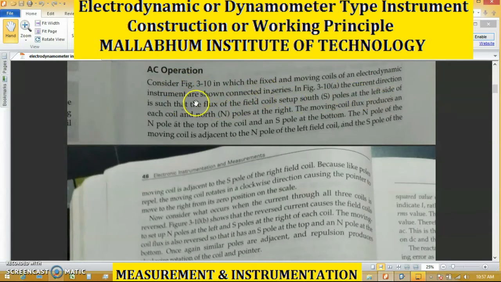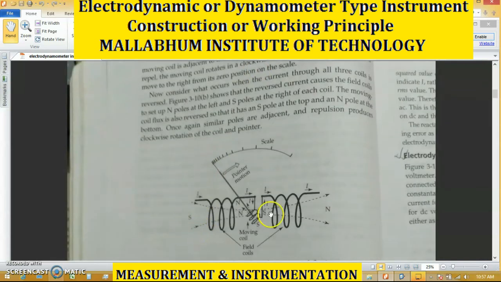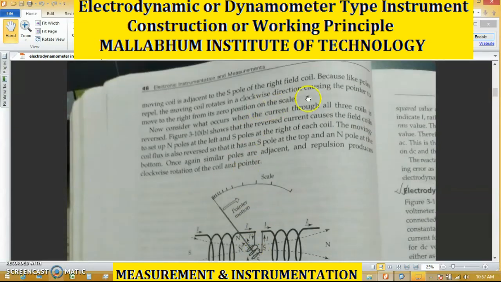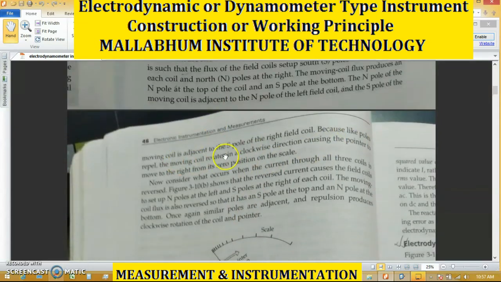AC operation means the electrodynamic instrument is connected in series, meaning the moving coil and the magnetic coil carry the same current. The current direction is such that the flux will set up a south pole and a north pole like that. This is south, this is your north. But in the case of the moving coil, S pole and N pole.